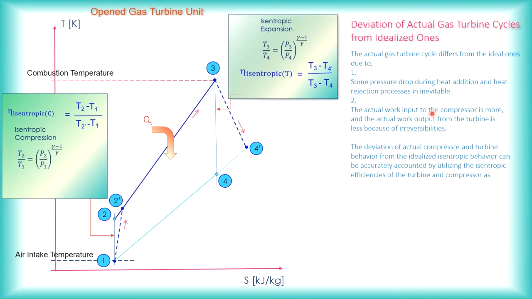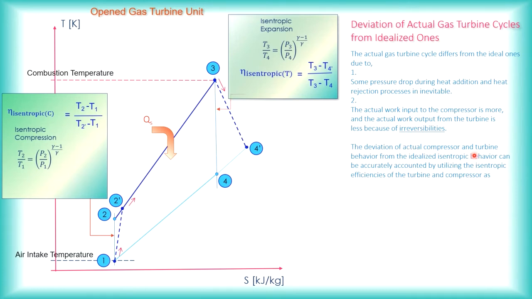Point 2, the actual work input to the compressor is more and the actual work output from the turbine is less because of irreversibilities. So you have to be careful with this and this. This is theoretical over actual. This is actual over theoretical, or you use my way of remembering things: outside over inside, outside over inside, like this. The outside temperature difference divided by the inside temperature difference, after you have neglected the CPG for the gas turbine side and neglecting the CPA for the compressor side.